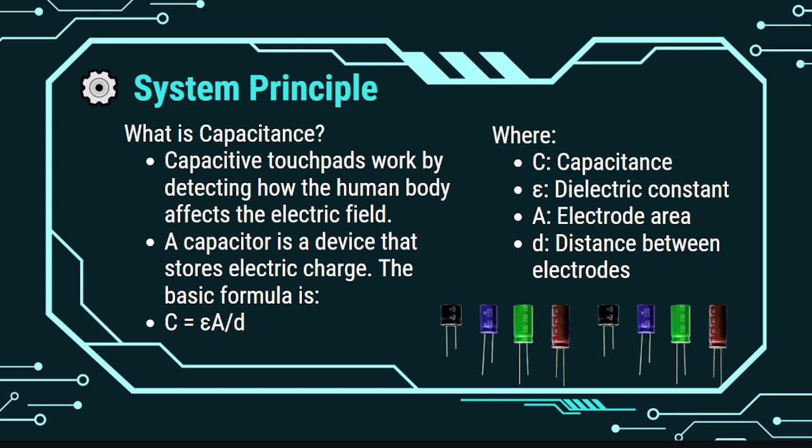What is capacitance? A capacitor stores electric charge. The formula is C equals epsilon times A over D, where C is the capacitance, epsilon is the dielectric constant, A is the electrode area, D is the distance between electrodes. Capacitive touch works because your body changes the electric field.